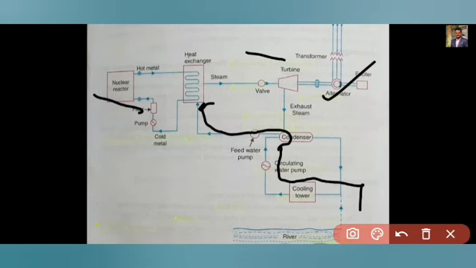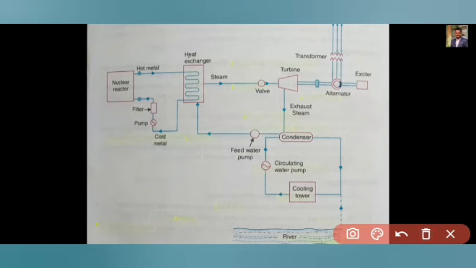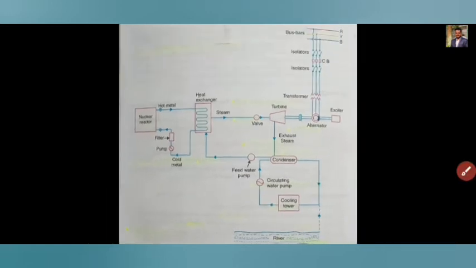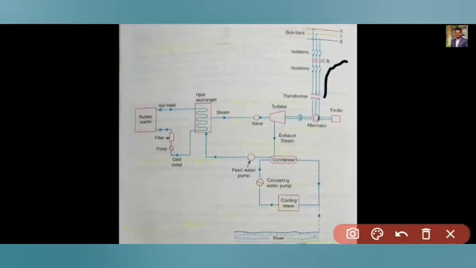Here the electricity is produced, so the alternator, then transformer, then all this part goes to the distribution part. This is helpful as the main concept to generate electricity. This is all about the schematic diagram. I have discussed the schematic arrangement of the nuclear power station.